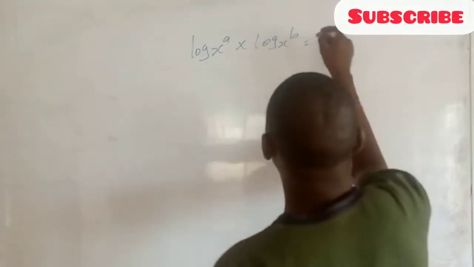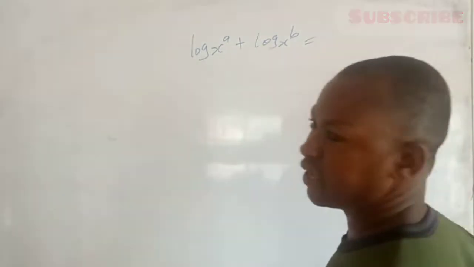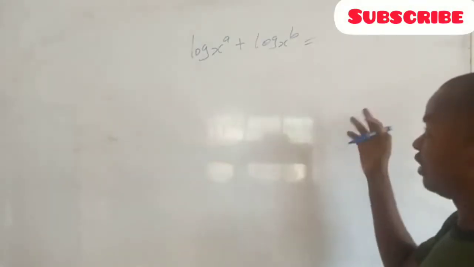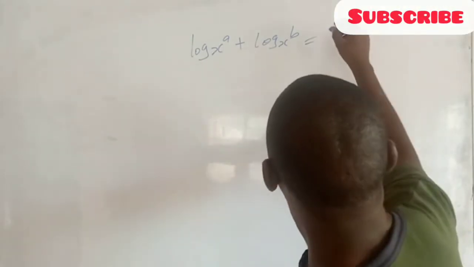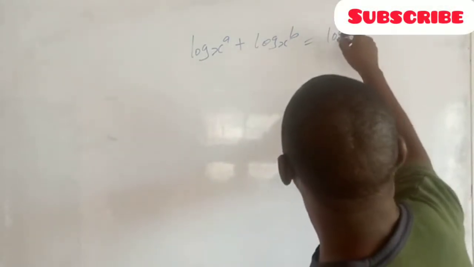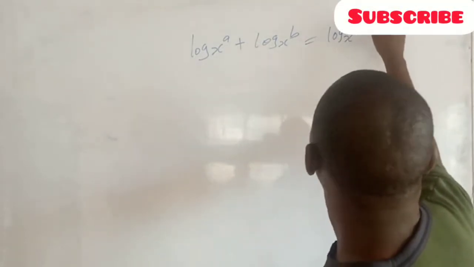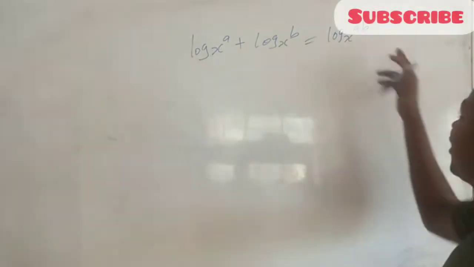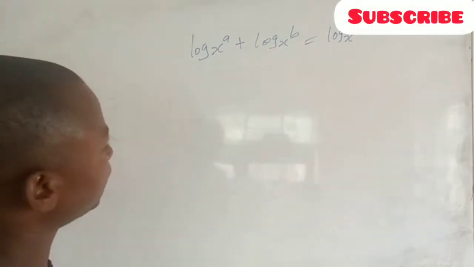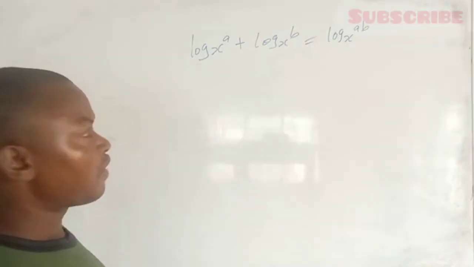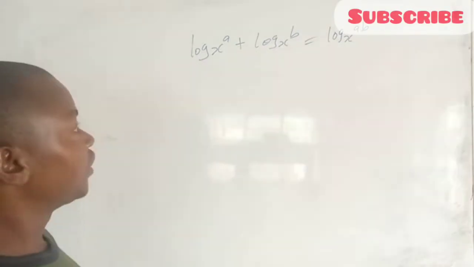So this will give us log x of a times b. When you are adding, you multiply. There's a proof to this, but let me finish all the rules first, then we will prove them one after the other.